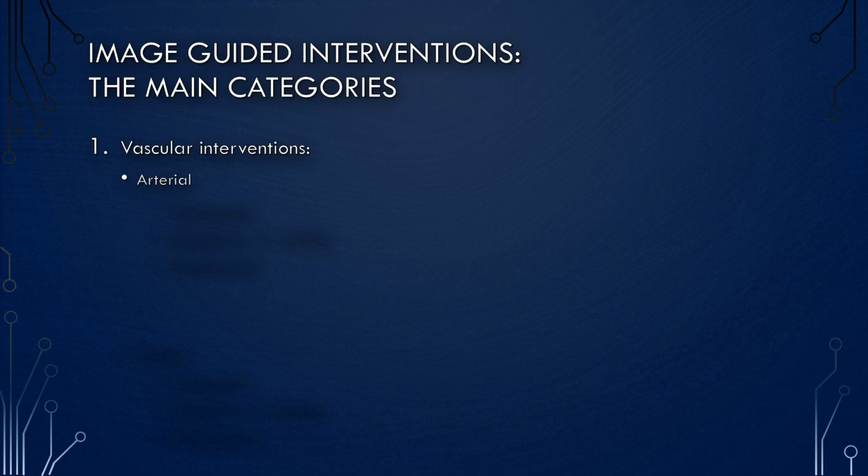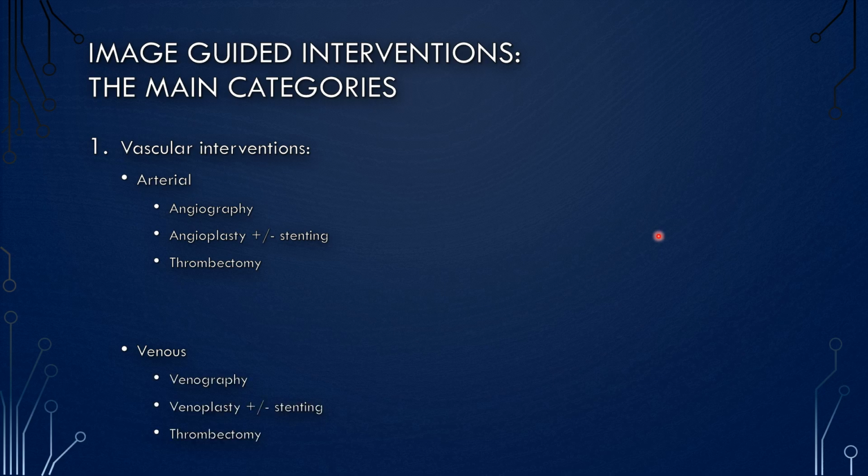First are vascular interventions. These can either be arterial interventions or venous interventions. And arterial interventions and venous interventions can either be arteriography or venography. So graphy is taking an image. It's basically just taking an image without doing any therapeutic intervention. So you wouldn't balloon or embolize or do anything other than taking an image.